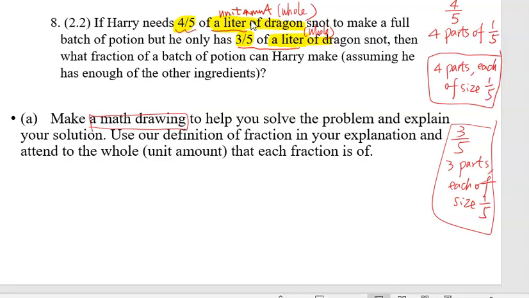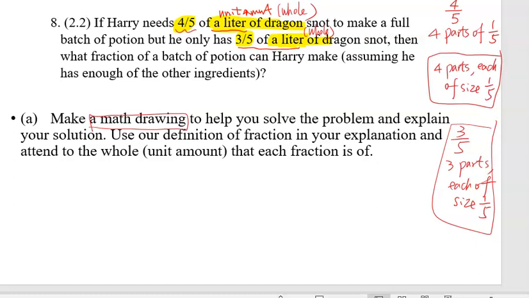Then what fraction of a batch of potion can Harry make? Because he needs 4/5, but he only has 3/5, so he cannot make a full batch. He can only make a portion of it. So here is when we draw, and again, by the definition of fractions, 4/5 means 4 parts each of size 1/5, and the 3/5 means 3 parts each of size 1/5.